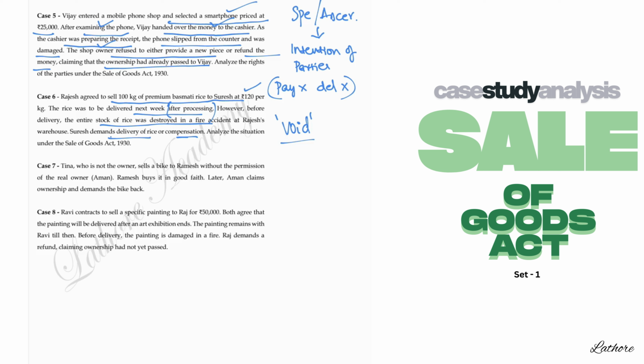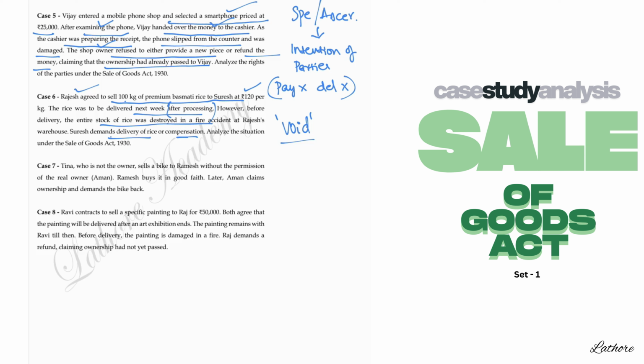Since the rice was destroyed in a fire accident before delivery, and assuming it is not due to Rajesh's negligence, that there was no default or negligence on the seller's part before delivery, and before the property has passed on to Suresh, the agreement to sell becomes void. Hence, Rajesh is not liable to deliver the rice or pay compensation to Suresh.